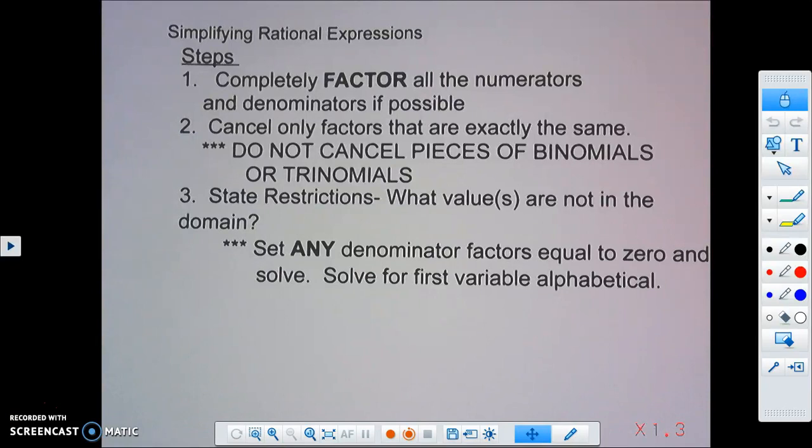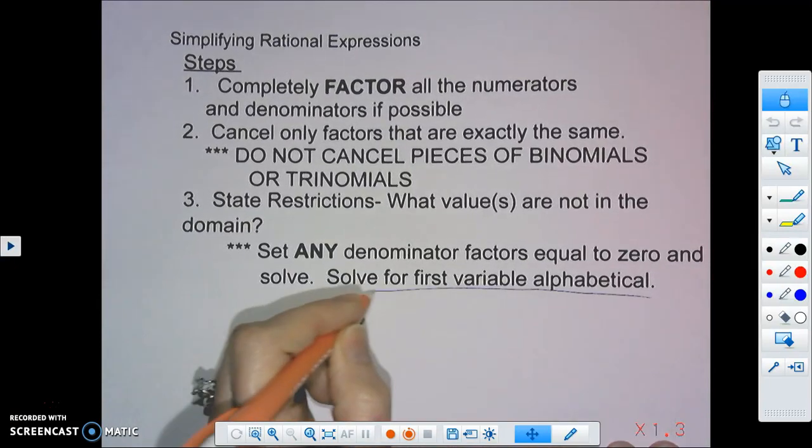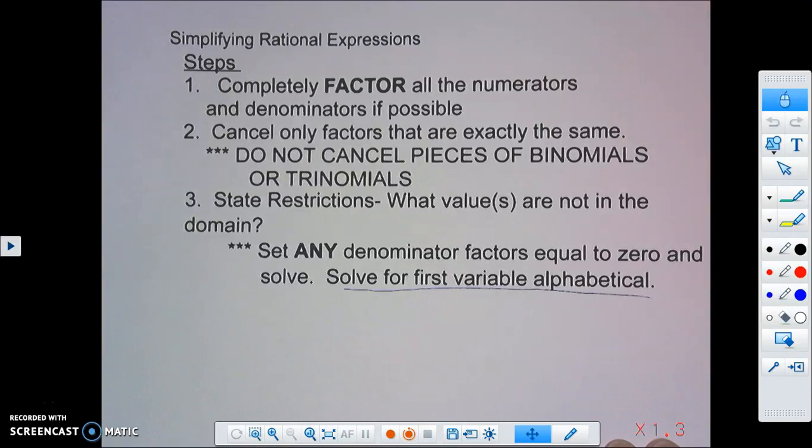And then the last thing we're going to do is make sure we state our restrictions. That is what values are not in the domain. And we're going to set any denominator factors equal to 0 and solve in order to do this. And the big thing here is that we need to make sure that we're solving for the first variable alphabetically.